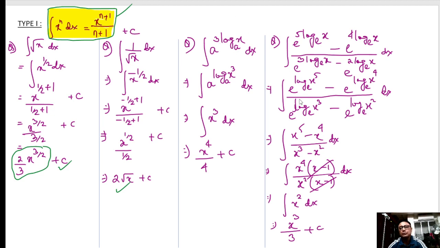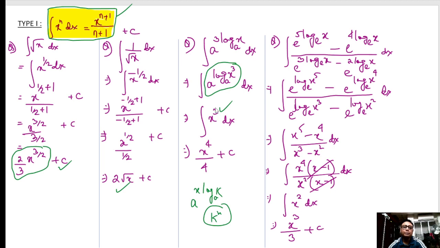So please watch one thing, that is, integration of a to the power x is a to the power x by log of a. Please note this is a very important thing. Okay, keep noting it. So the 3 will go up as a power here, and as I told you, this will be treated as x cube.